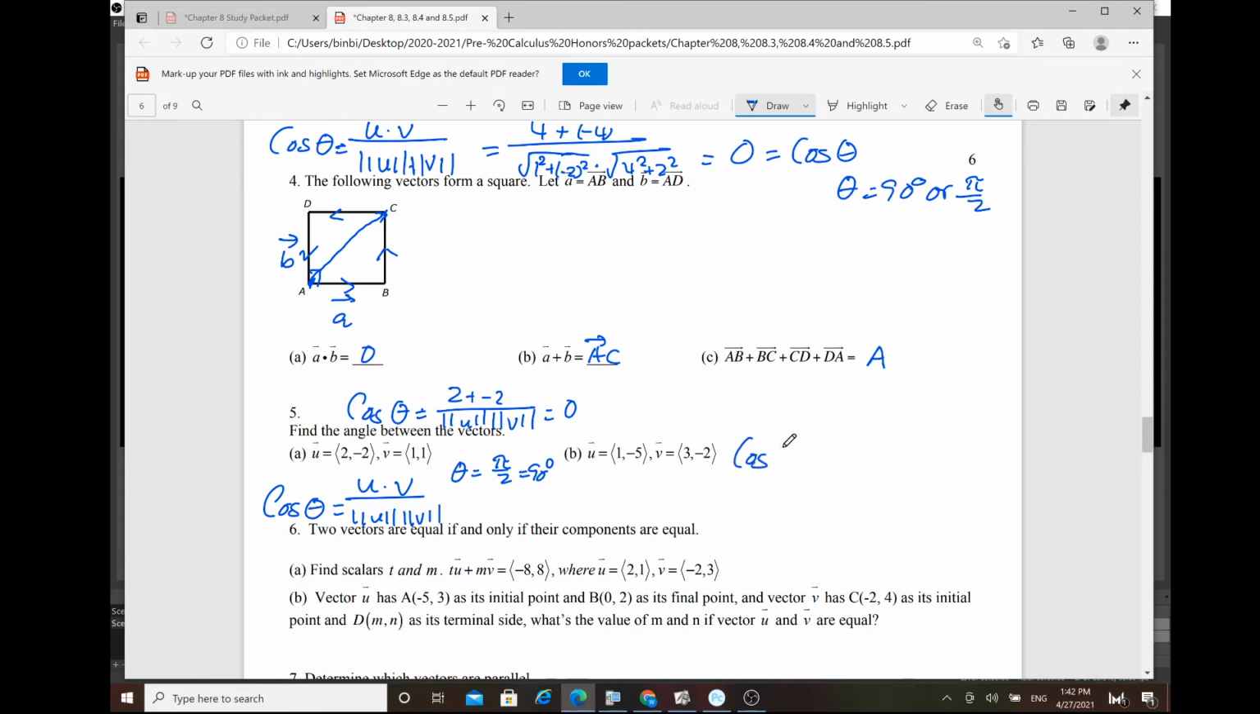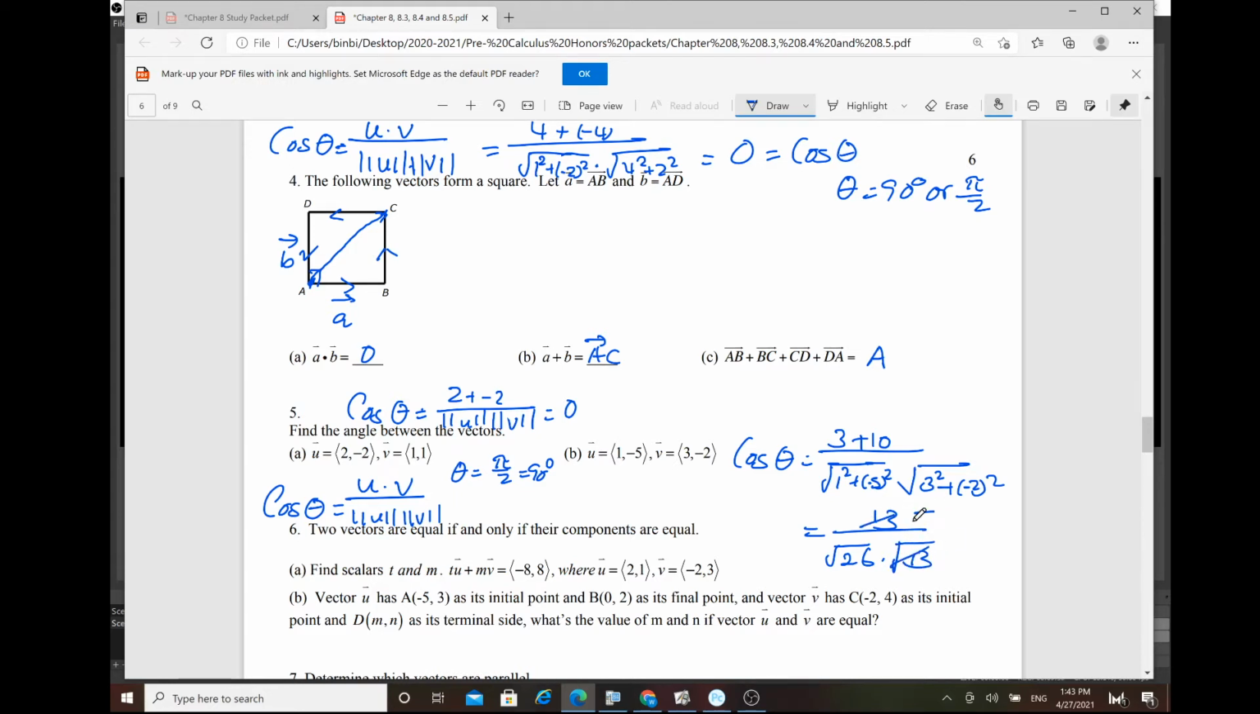And now let's try this one, cosine of theta. So 1 times 3, 3. Negative 5 times negative 2, 10, 13. Well, combine them all together, then that'll be 13. But let's just do one thing at a time. So 3 plus 10, all over the magnitude of vector u, so square root of 1 squared plus negative 5 quantity squared, times square root of 3 squared plus negative 2 quantity squared. So 13 over square root of 26 times square root 13.